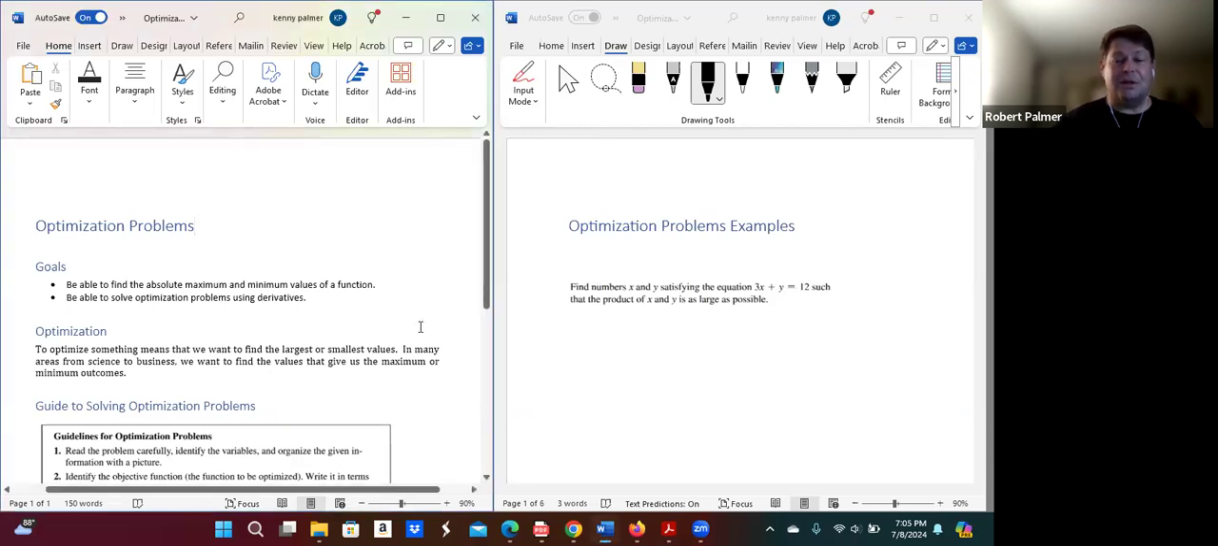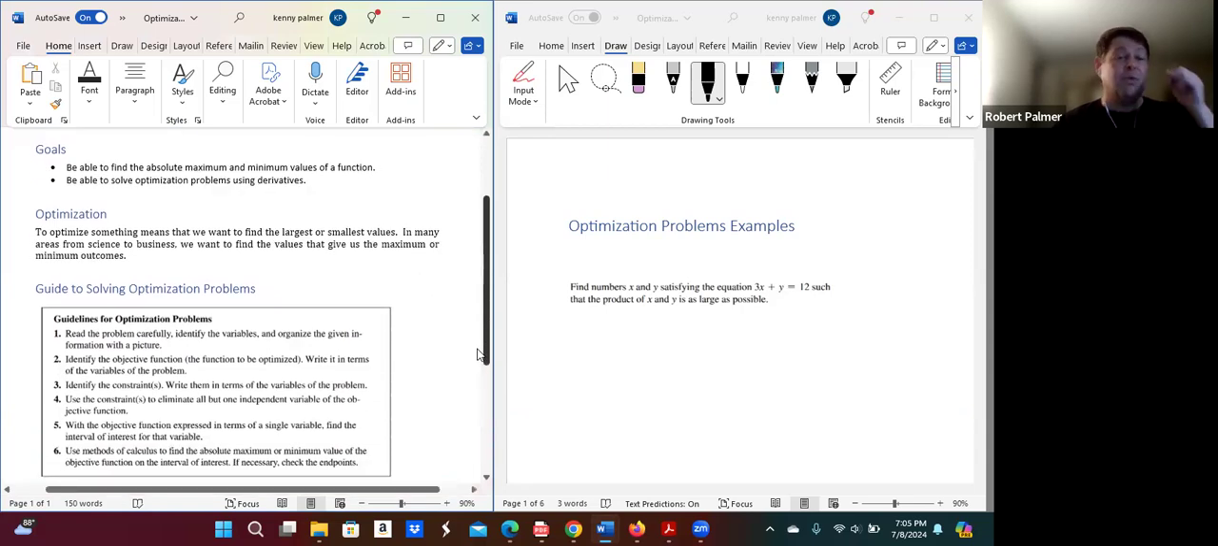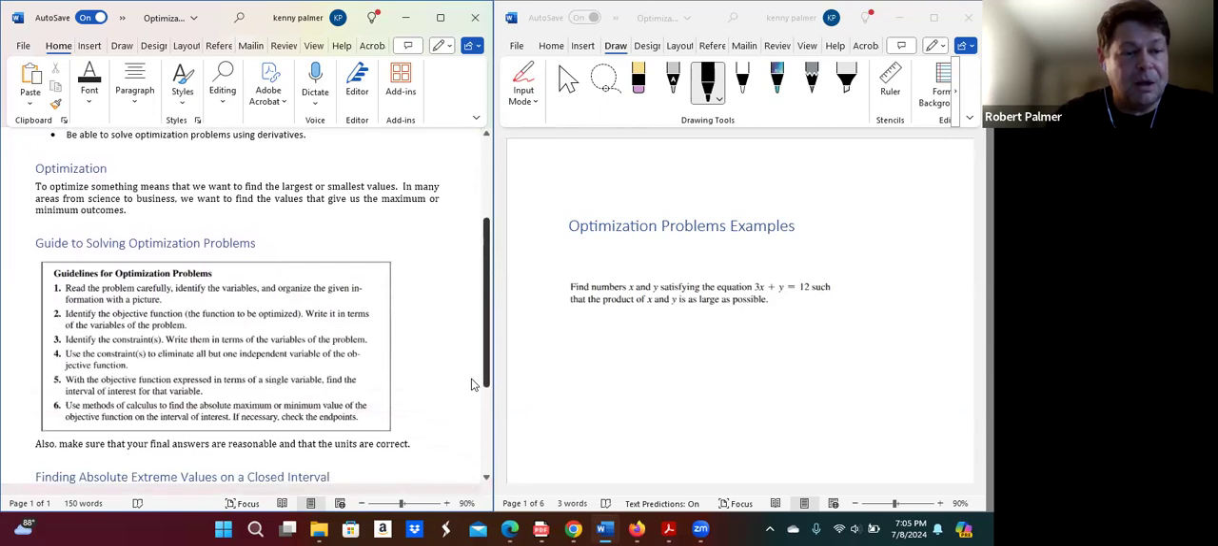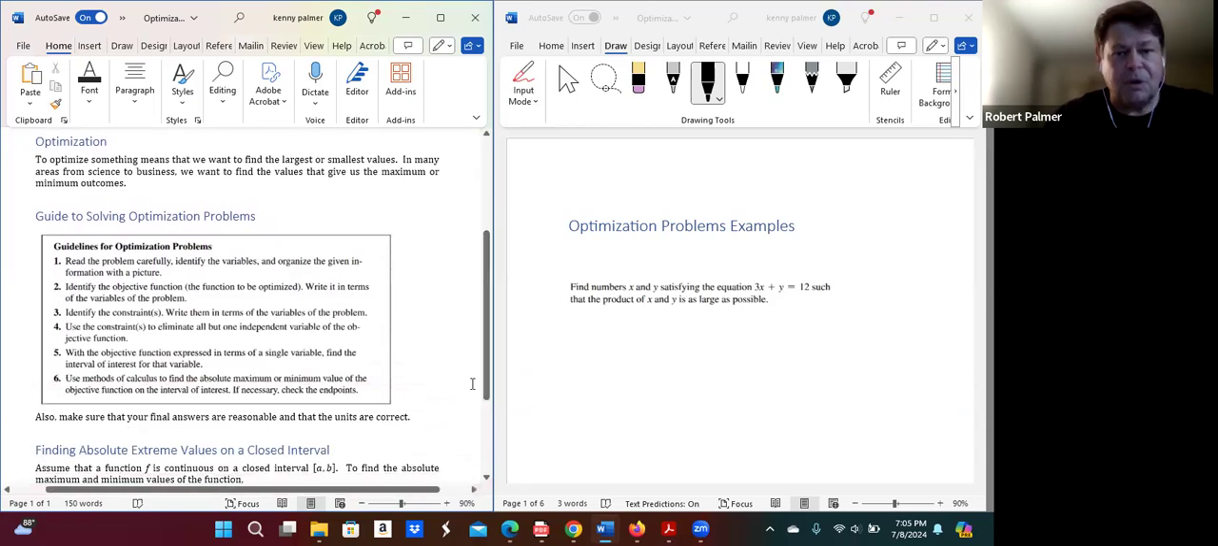And when we can express some of these things in terms of functions, in terms of formulas, then we can often find a maximum or minimum value. So let's look at a few problems. Here's a guide I took from a textbook, but it's a pretty good idea of how to approach problem solving in general, especially these optimization problems. As usual, read the problem carefully. Make sure to identify the variables and organize given information in a picture or some way like that if you can. That would be helpful.